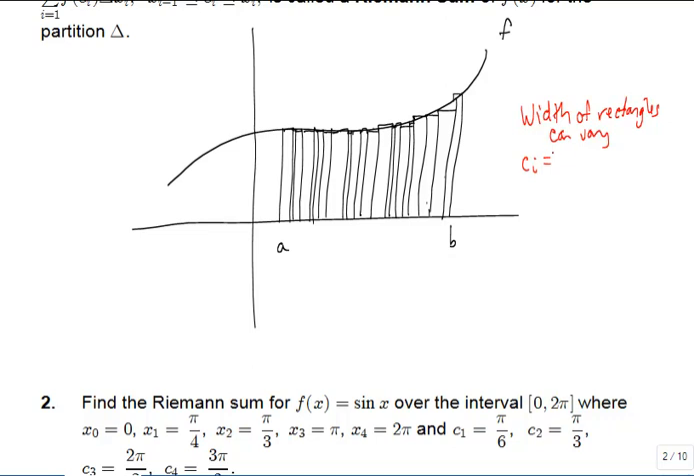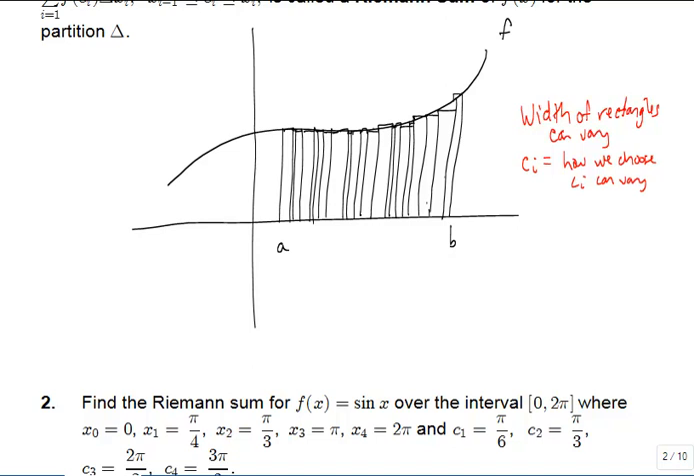So how we choose c sub i can vary. In some of these rectangles, I might use left endpoints. In some of them, I might use right endpoints. In some, I might use a midpoint. And in some rectangles, I might use something totally different as long as it's a point within that subinterval. So you're allowed a lot more freedom in a Riemann sum because your rectangles can have different widths and your heights can be determined by different points. So that's the freedom that a Riemann sum gives us.